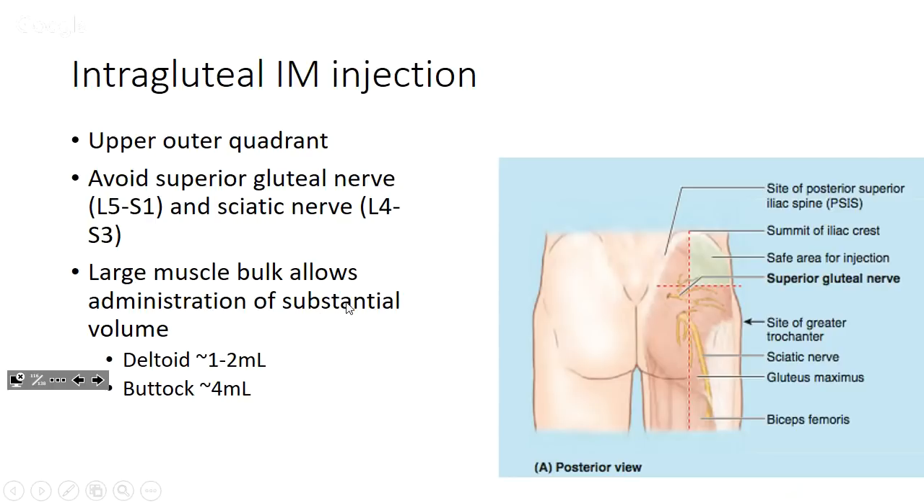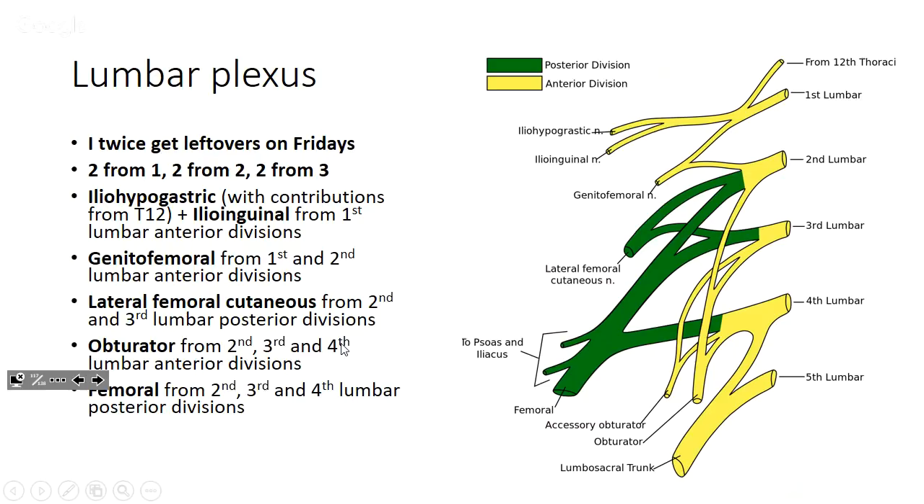And the reason why IM injections are good in the buttock is because you can give a bigger volume of fluid, basically. Whereas in the deltoid, you can't really give that much. Okay, so I don't know whether I should go through this. It's not very high yield, but how I remember it is I twice get leftovers on Fridays.